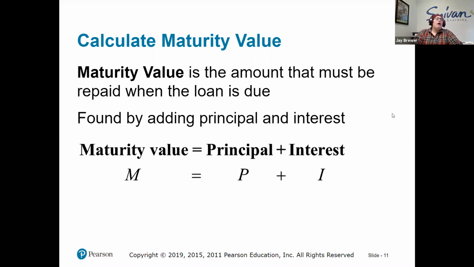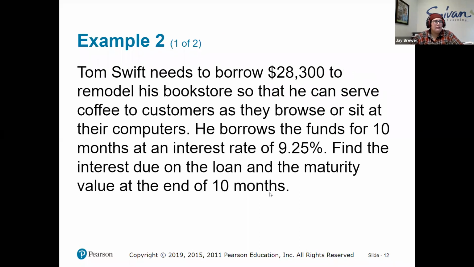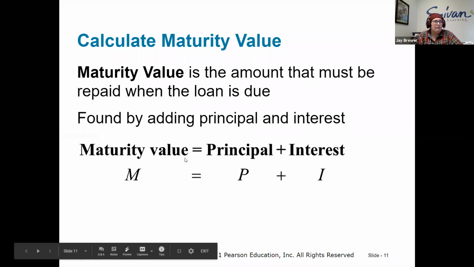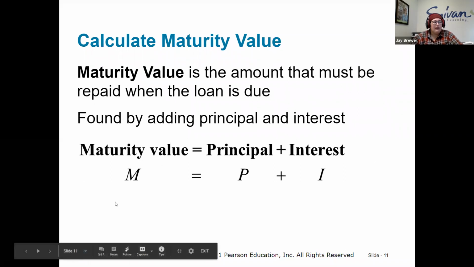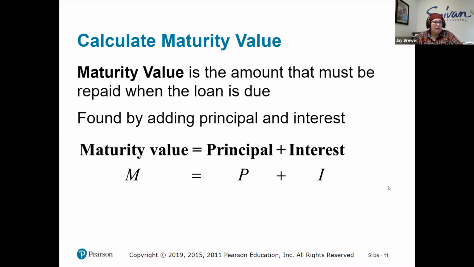All right. Maturity value is the amount that must be repaid when the loan is due. This is found by adding principal and interest, which we just talked about in the first problem. Remember, we took the 85,000 plus the interest, and that's what she would have had to pay the bank back. Okay, so we're going to go ahead and look at this next example, and that's probably going to be what they want us to find.